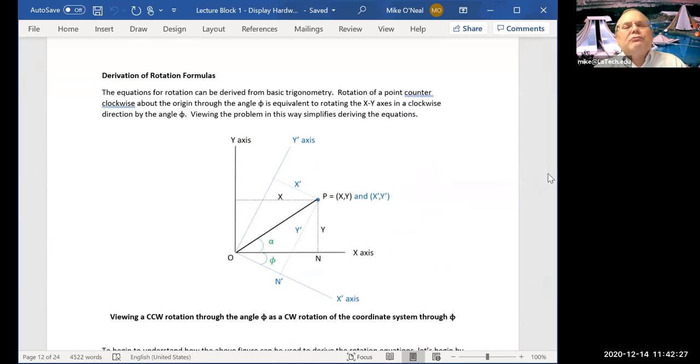So let's look at how we derive the rotation formulas. These rotation formulas can be derived from some geometry, some basic trigonometry, and a little bit of algebra. So they're really pretty basic.